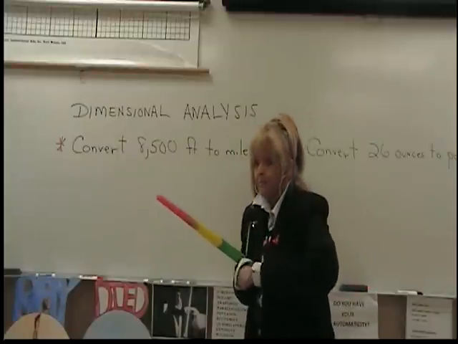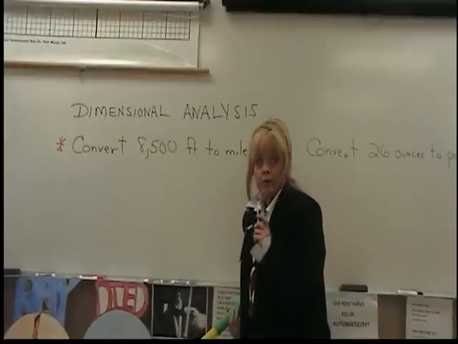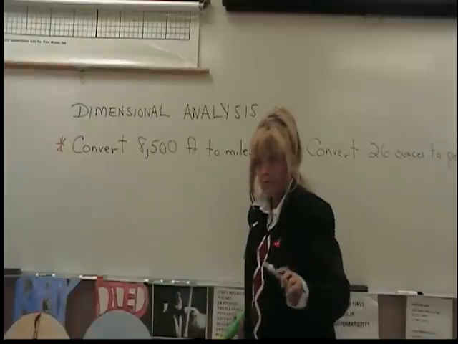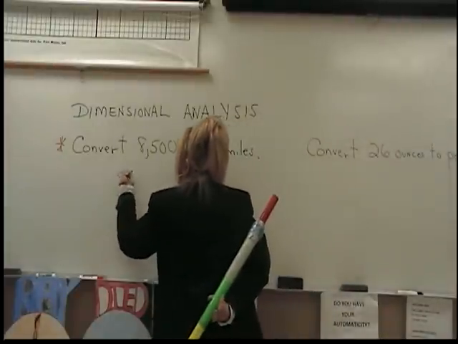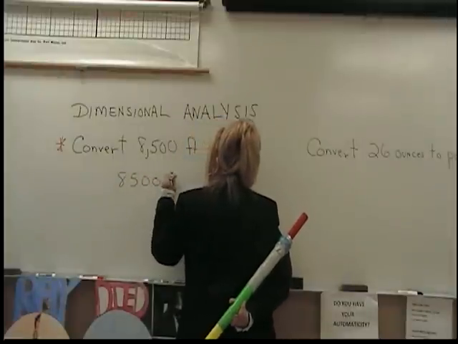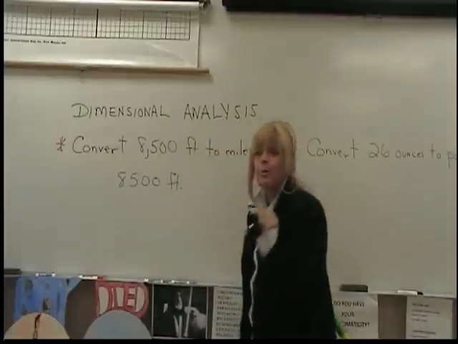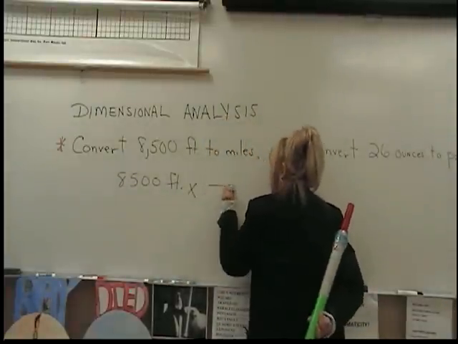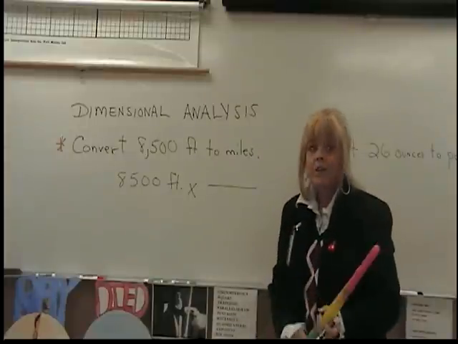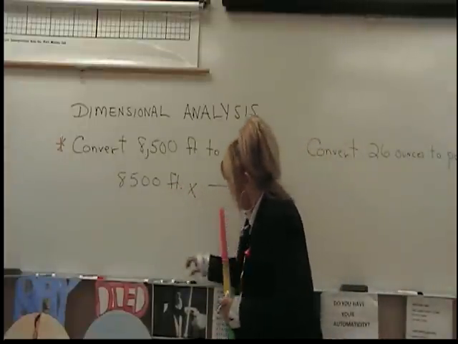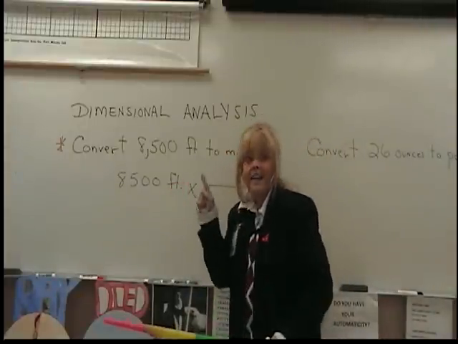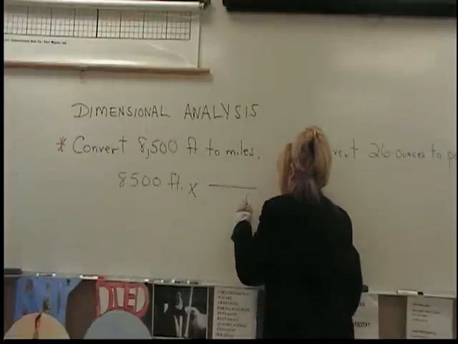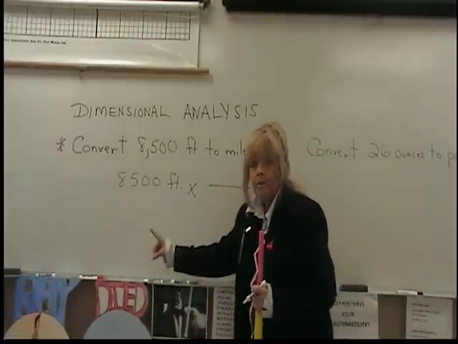The way you do this: whatever measurement they give you, 8,500 feet, you write that down. That's the first step, write down what's given. Then you put a times sign and a fraction bar. Then whatever label's on the top, you put that label on the bottom.